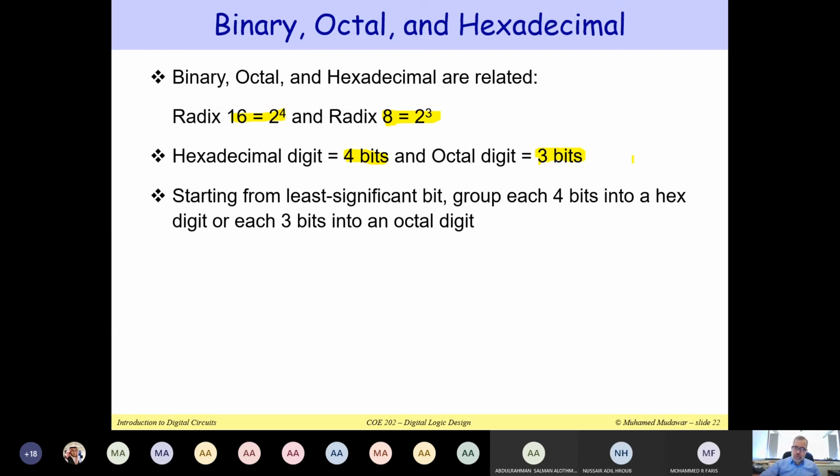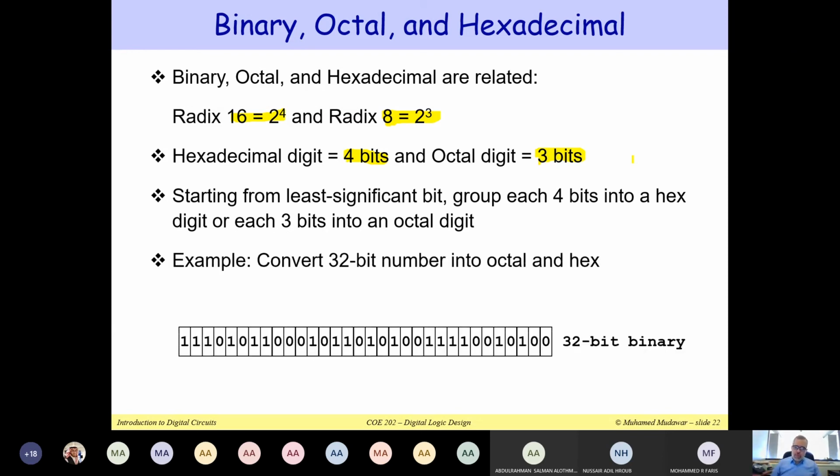Suppose I would like to take a number. Given this number, which is shown in binary, this is a 32-bit number. You can actually count the bits. If I would like to convert this number to octal, how do I do this? We can divide the number into groups of 3 bits. For example, we take the first 3 bits from the right and convert them to the equivalent.